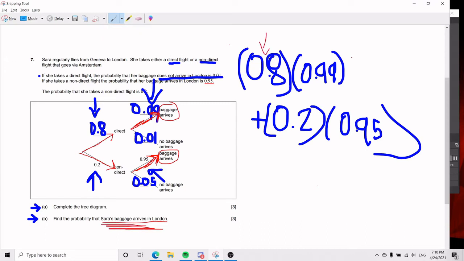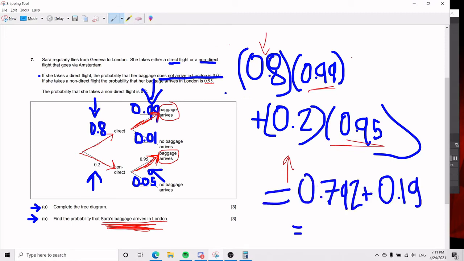Okay, and the reason that you're doing this is because the 0.8 makes reference to the scenario where Sarah's baggage arrives in London when she takes a direct flight. The 0.2 makes a reference to when Sarah's baggage arrives in London when she takes an indirect flight. And in this way, we are taking both scenarios into account, right? And the 0.99 and 0.95 are respective to each of the cases.